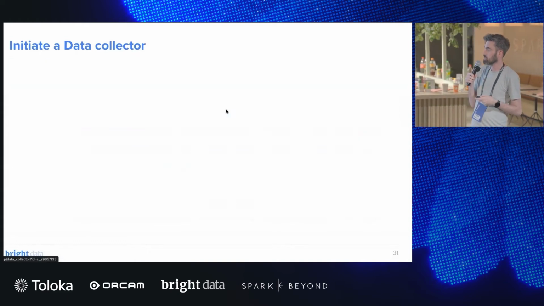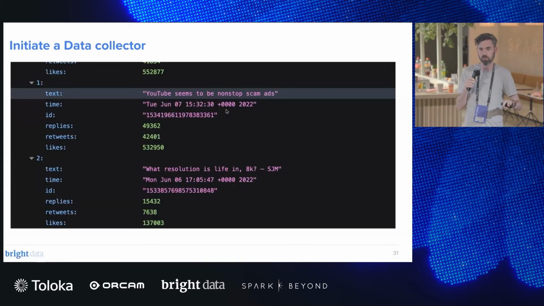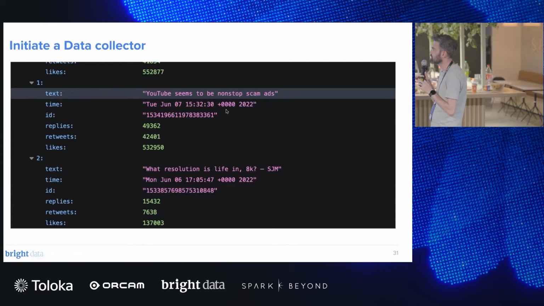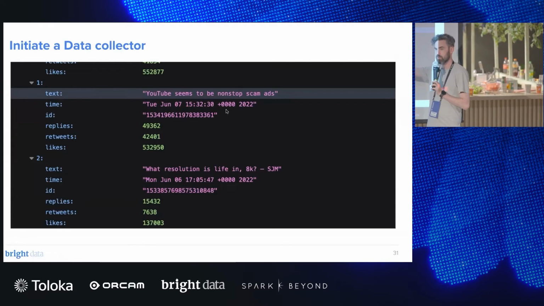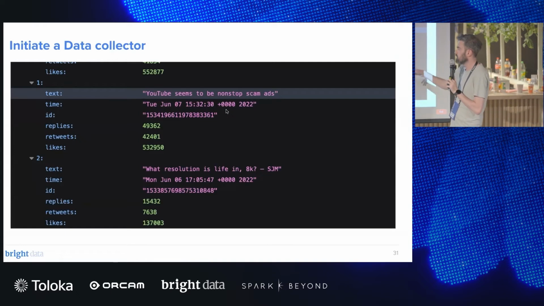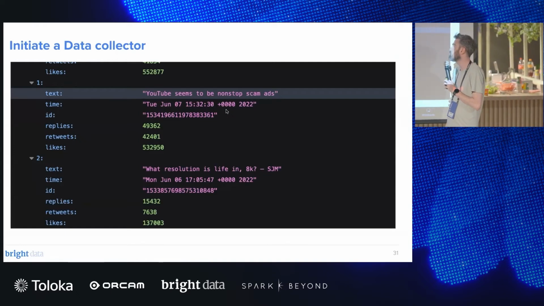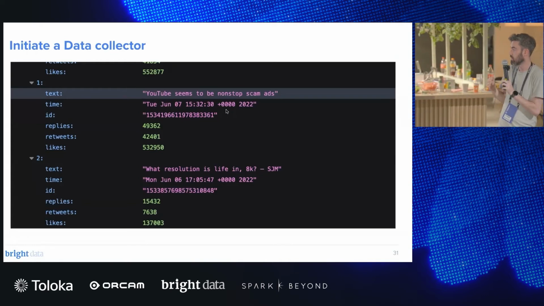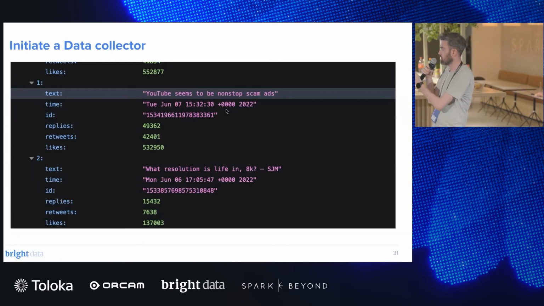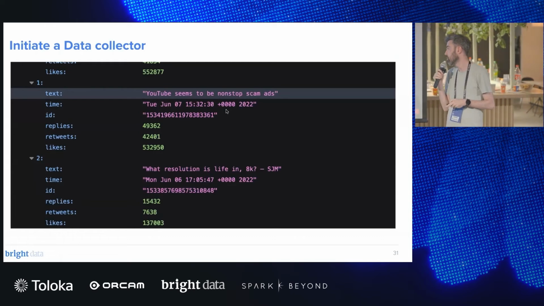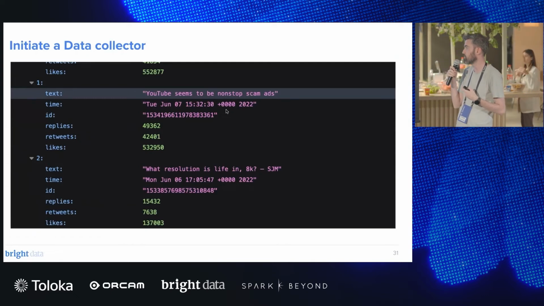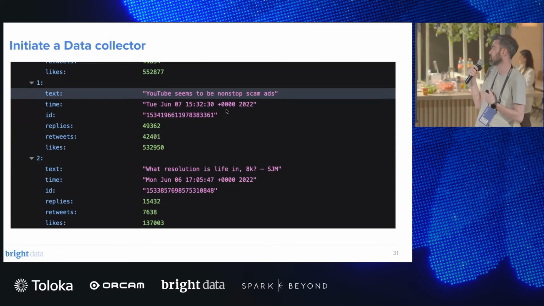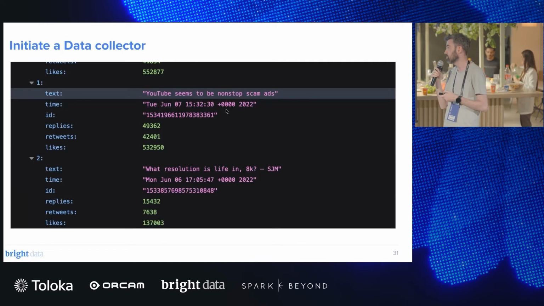So we created the CP. Just before I started, like 2 minutes ago, I ran it again just to see what's going on. And I saw that this is a tweet from yesterday. He's saying that YouTube seemed to be non-stop scam ads. This is maybe his latest tweet, from Tuesday, June 7, 3:32. He got 49,000 replies, 42,000 retweets, and 532,000 likes.